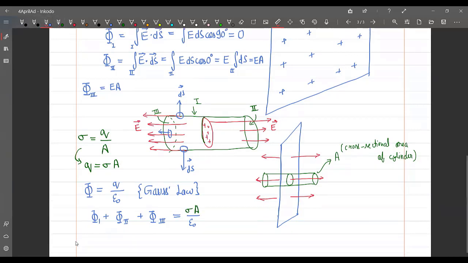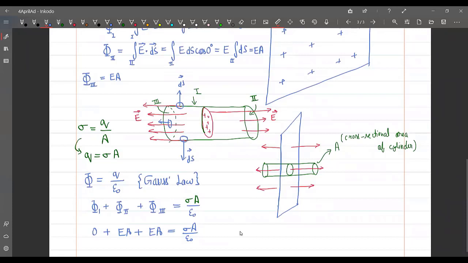Flux due to 1 is 0. Flux due to 2 is E times A. Flux due to the third surface is also E times A. This is sigma A by epsilon naught. And from here, if you calculate the value, your E will be sigma by 2 epsilon naught. And that is the answer. You see, it is independent of the distance. This electric field remains constant around the infinite plane sheet of charge.